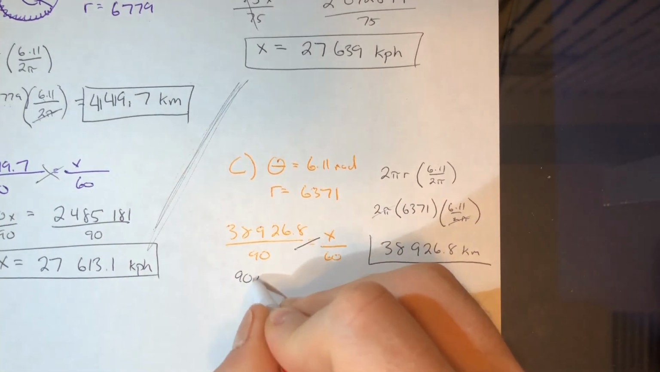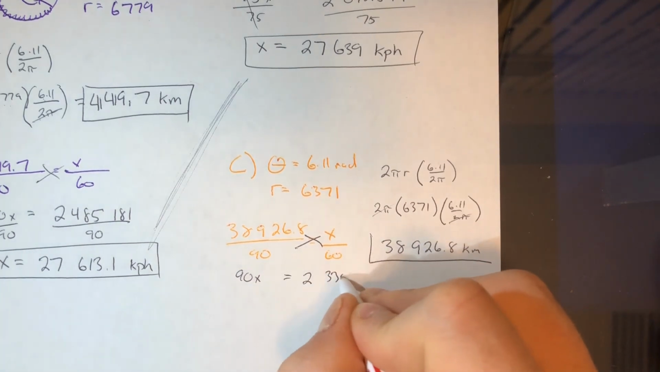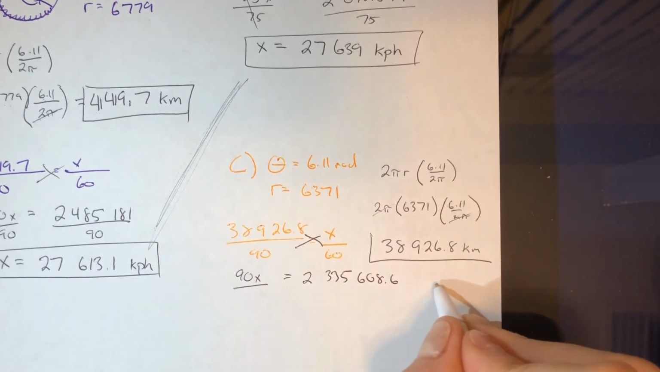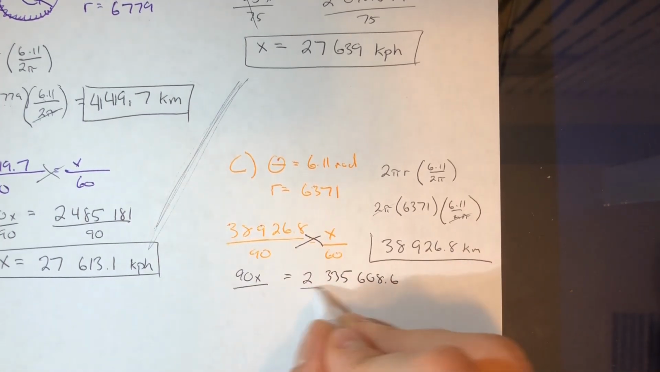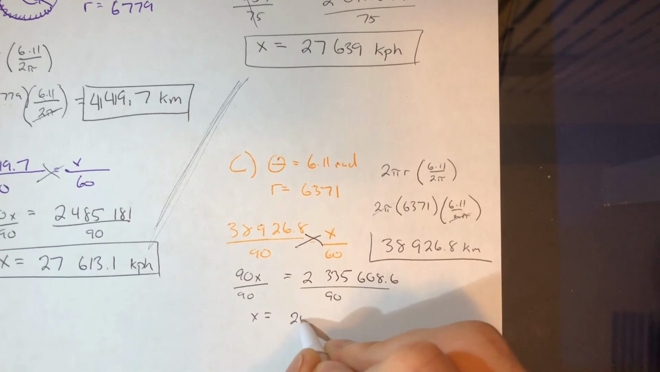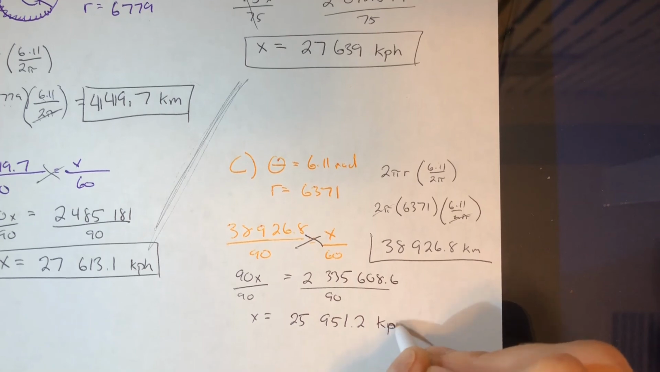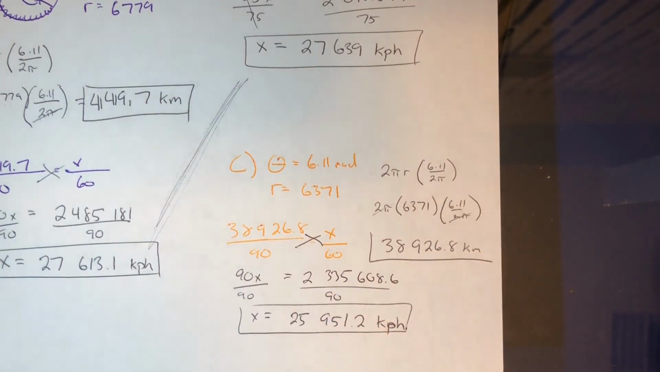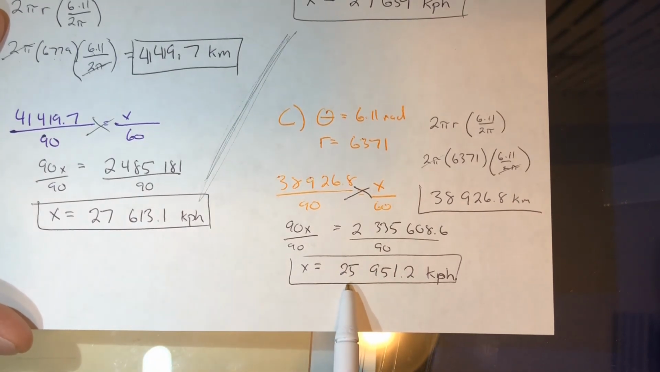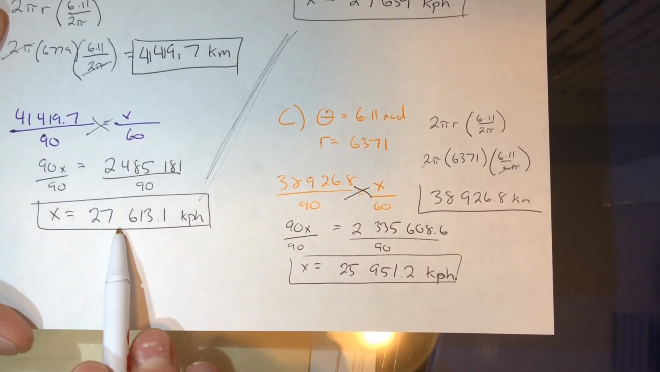So I have 90x, I multiply these two, and I'll get 2,335,608.6. And again, the calculator is storing many more decimal places. I'm rounding this for the ease of my writing. X equals 25,951.2 kilometers per hour. And now we notice that if you were trying to stay beneath the ISS, you would have to travel almost 2,000 kilometers per hour slower than the ISS is traveling.